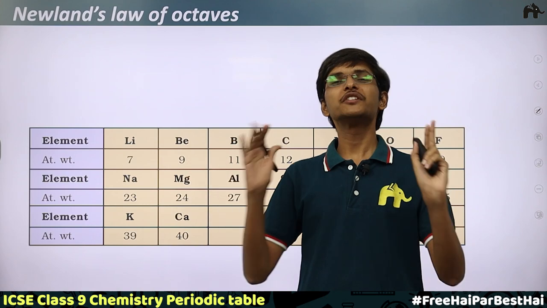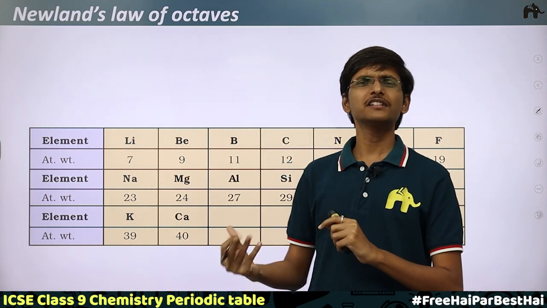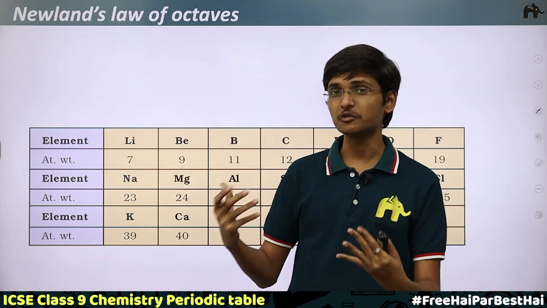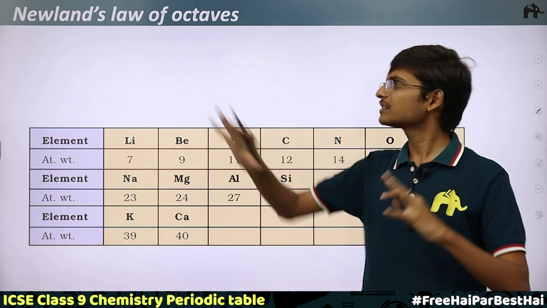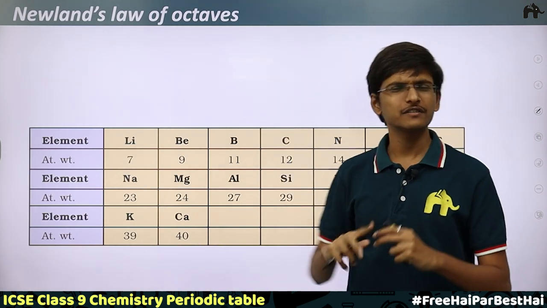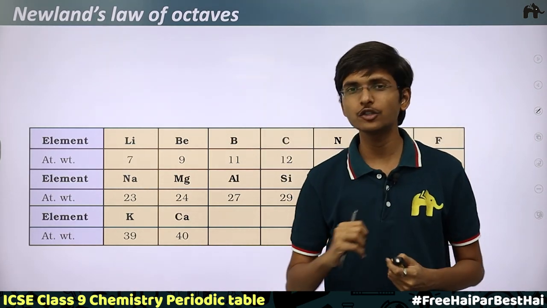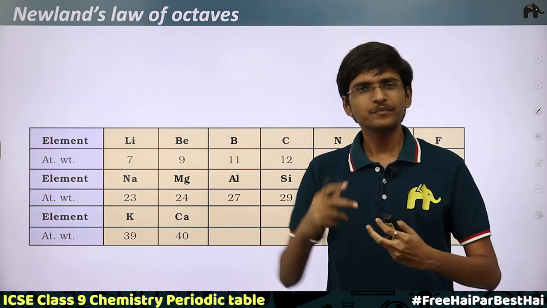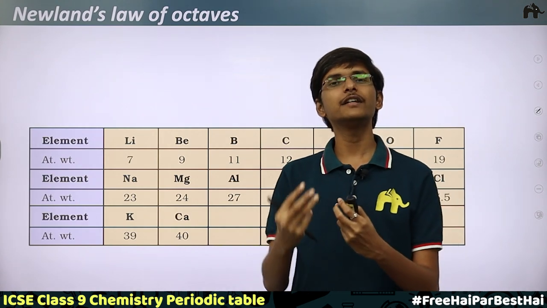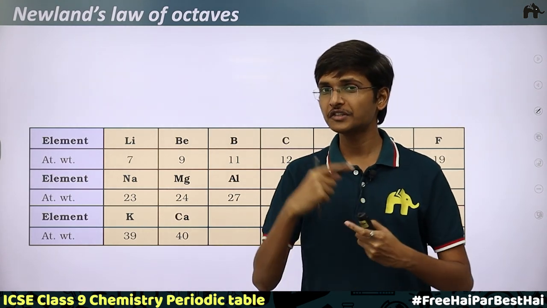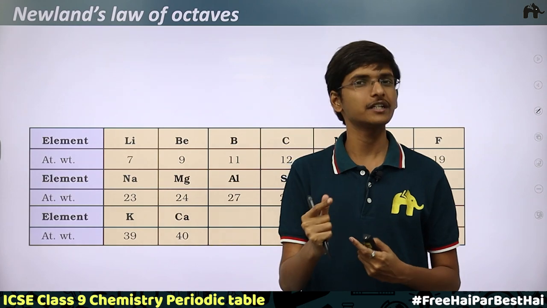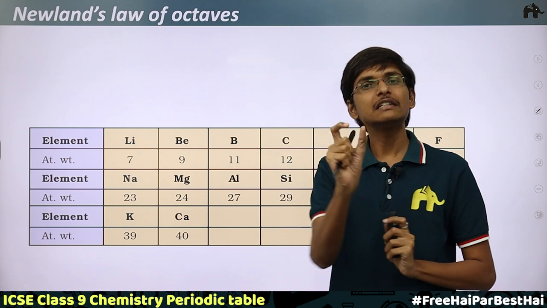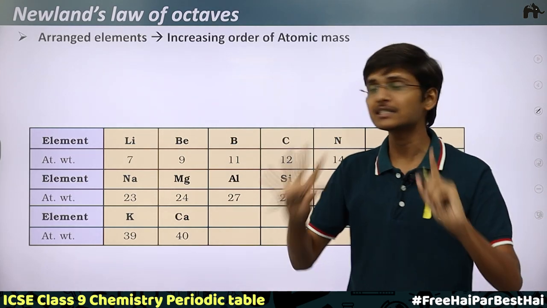Now here comes Newland. He was a scientist who had great enthusiasm for music as well, and he gave us the so-called law of octaves. Now let's try to understand what Newland tried to convey to us. He slightly modified the way of arranging the elements, and this modification was like a turning point. Why? Because he started to arrange the elements in the increasing order of their atomic masses.